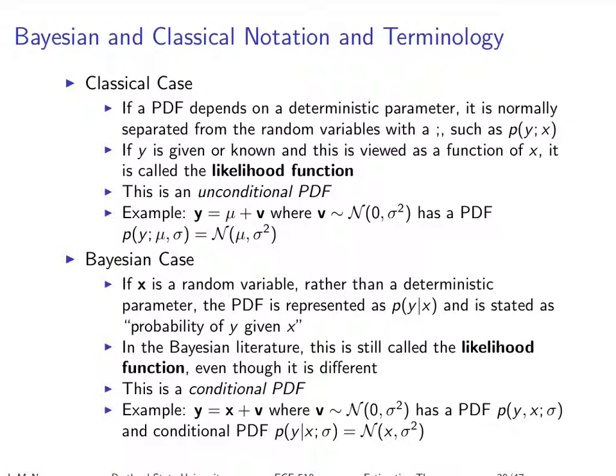But usually when we're talking about the PDF, as I've mentioned before, when the PDF depends on a parameter and you don't know what it is, notationally, the way this is usually represented is with a semicolon. So say the probability of some random variable y taken on a specific value y, and this PDF depends on some parameter or set of parameters x, and I just don't know what they are.